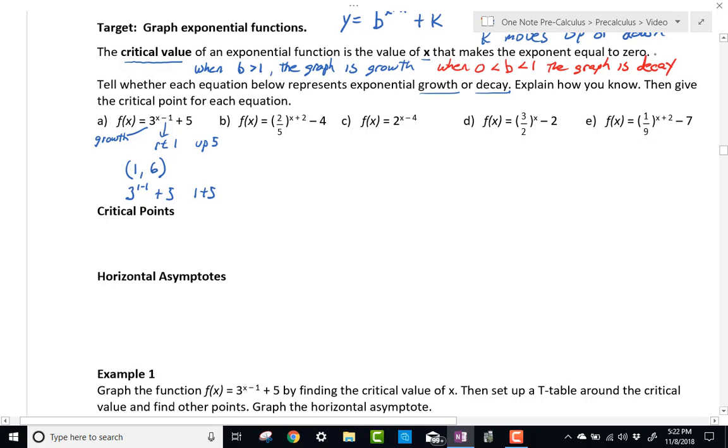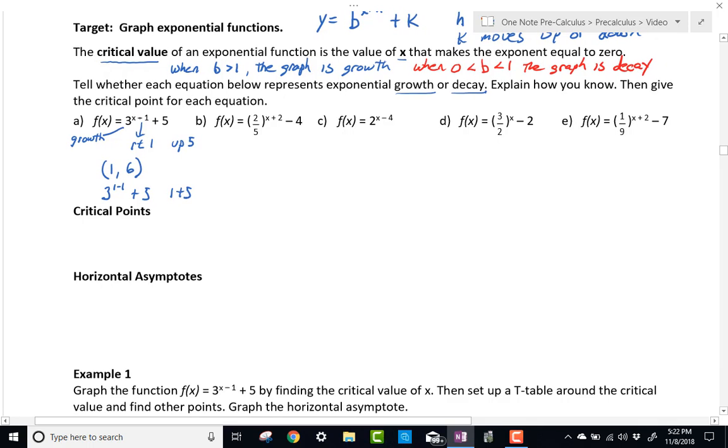All right, so I know that this first one is growth because the base value is bigger than 1. I know that my critical point would be (1, 6). I go to the next one. I see a fractional value. This fractional value is between 0 and 1, so this would be decay. The value that makes my exponent equal to 0 is -2. If I plug -2 into the exponent, it's obviously going to go to 0. -2 plus 2 is 0. Well, what is 2/5 to the 0 power? It's 1. So 1 take away 4 is going to be -3.